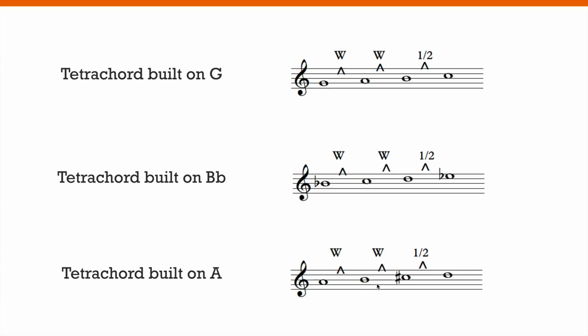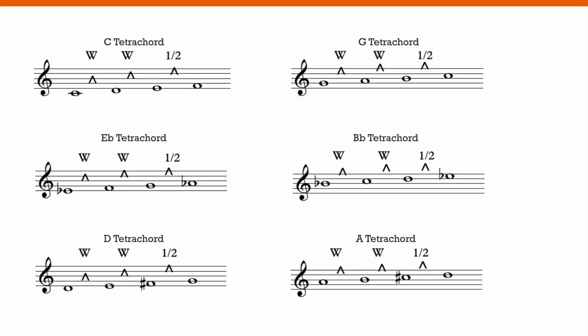A, up a whole step, goes to B. B, up a whole step, goes to C sharp. Be careful, check your keyboard if you need to. Then I only need a half step, C sharp goes up a half step to D. So now, there are all those tetrachords side by side.